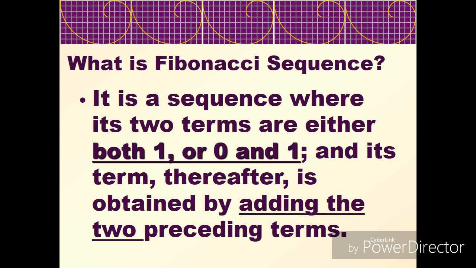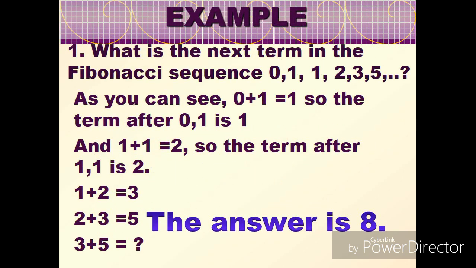What is the Fibonacci sequence? It is a sequence where its first two terms are either both 1 or 0 and 1, and each term thereafter is obtained by adding the two preceding terms. Okay, now let's have example number 1. What is the next term in the Fibonacci sequence 0, 1, 1, 2, 3, 5?